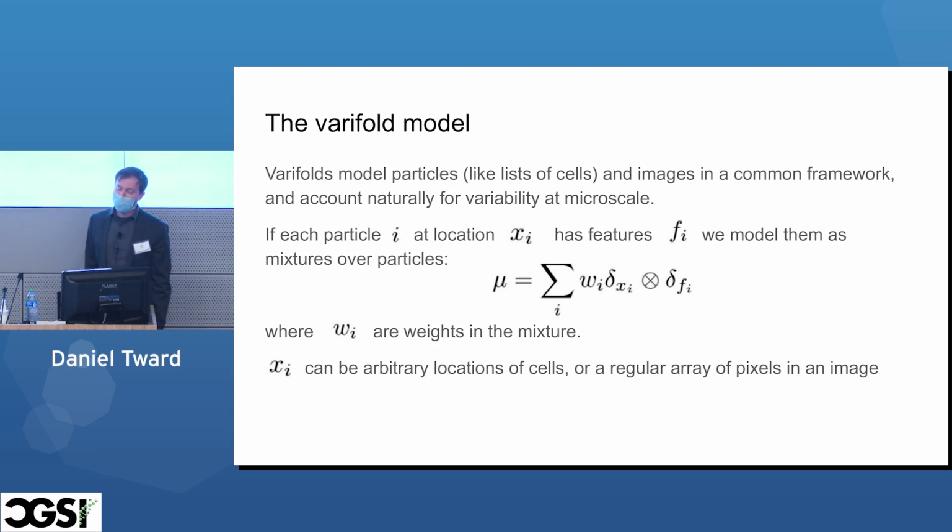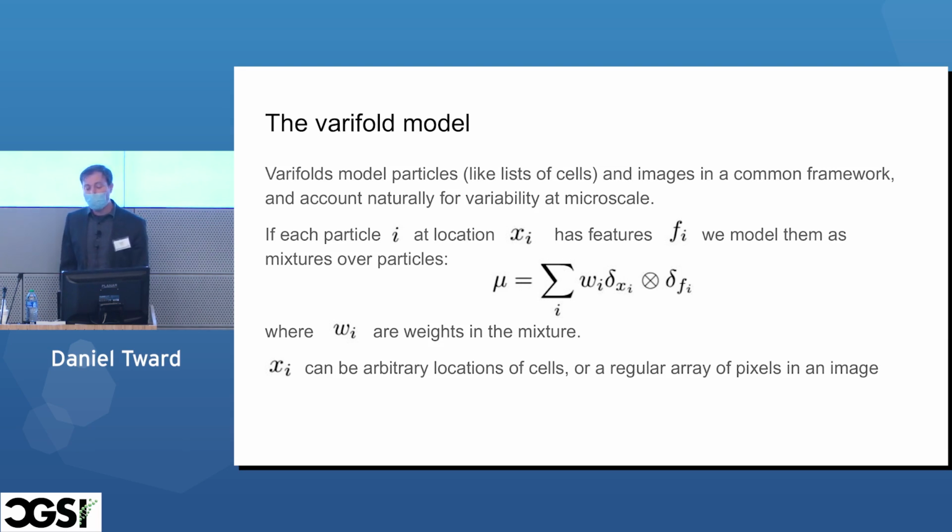And so the varifold, which models the distribution of cells and their gene expression throughout the brain, is denoted here by the Greek letter mu, which is a mixture of little empirical distributions of every cell. So I'll describe exactly what this notation means. This delta xi is like a little spike that encodes the fact that the cell is located at xi. And this delta fi is like a little spike that encodes the fact that we observed the features fi. So in this model, the w's are weights in this mixture.